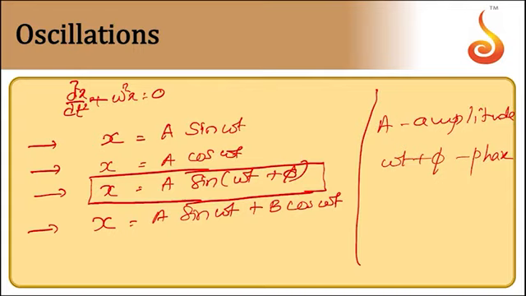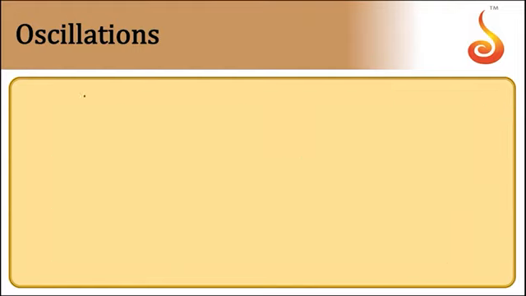It tells us the state of motion at a certain instant of time. The state of motion is represented in terms of displacement or in terms of velocity, etc. Phi is known as the initial phase, or epoch. It is indicative of the position and velocity of the particle at t is equal to 0. So we can say x is equal to a sin(omega t plus phi) is the general equation for SHM.